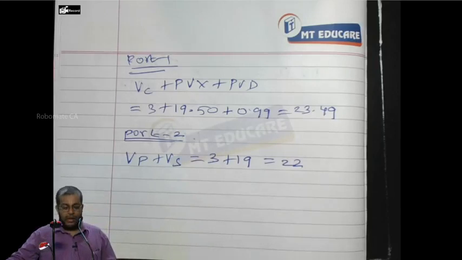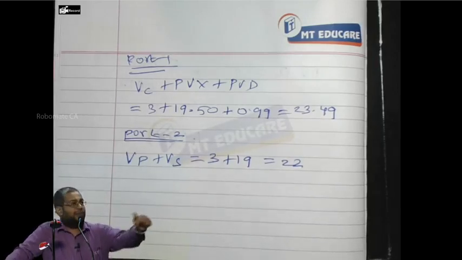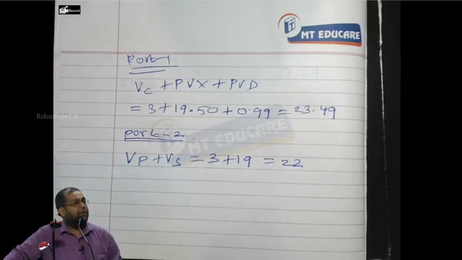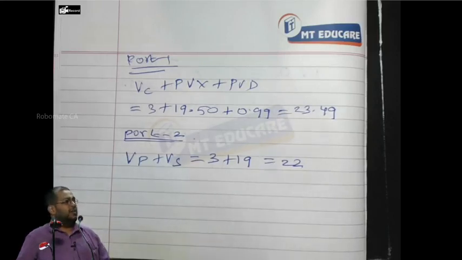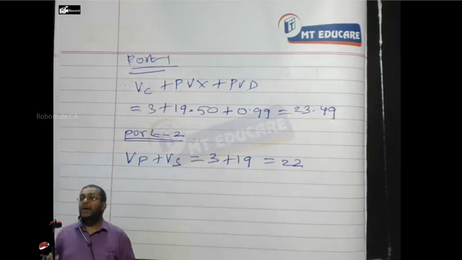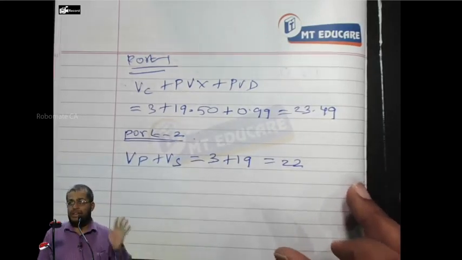Now, tell me. Which portfolio should be purchased here? Portfolio 2. Which should be sold? Portfolio 1. I can purchase and sell only the market asset. Yes or no? What are the 3 assets that are there in the market? Call option, put option, share.